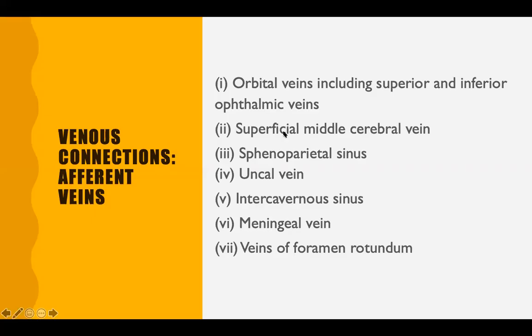Regarding venous connections, the cavernous sinus receives afferent veins and also has efferent veins. The afferent veins are mainly the ophthalmic veins, which bring blood to the cavernous sinus, and we'll see in detail the superior and inferior ophthalmic veins. Others are the superficial middle cerebral vein, which we discussed in the last seminar, sphenoparietal sinuses, uncal veins, meningeal veins, and veins of the foramen rotundum.